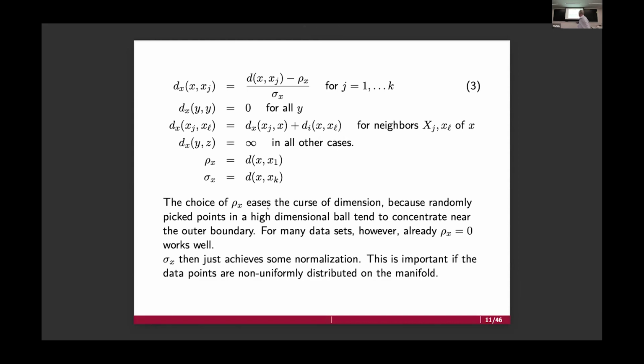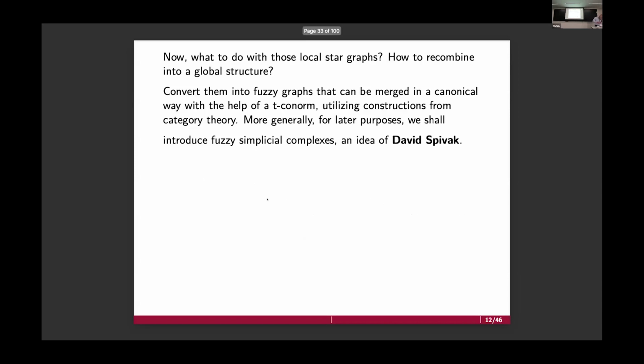Okay, so I explained already all that. So now we have these local structures and we want to combine them, and that is the point. In the UMAP scheme, with the ideas of David Spivak behind that, people turn to category theory. So they turned this local structure of the star graph into something different, a so-called fuzzy graph, which I will explain in a moment.